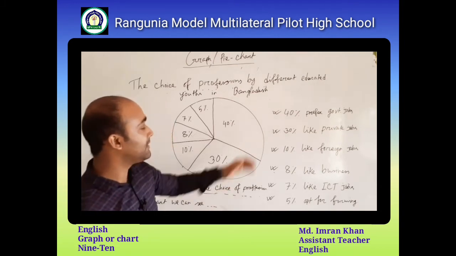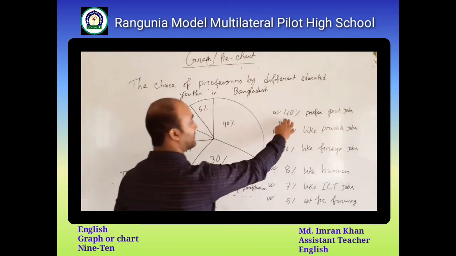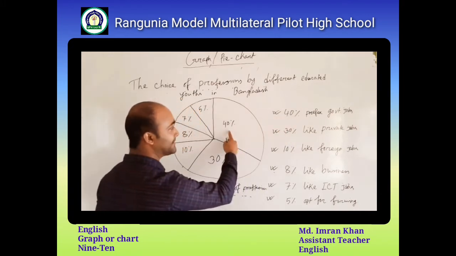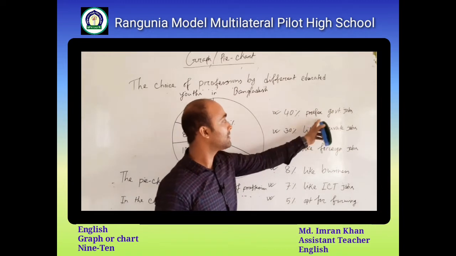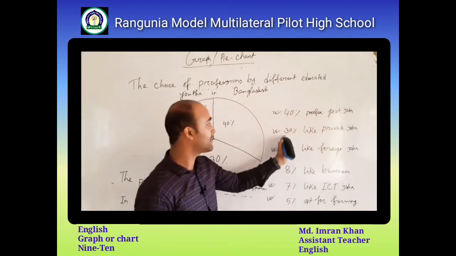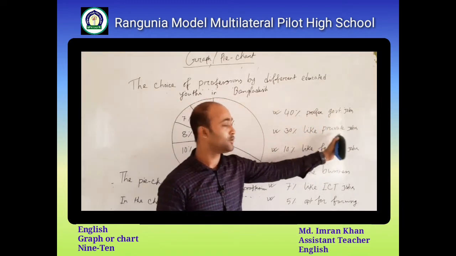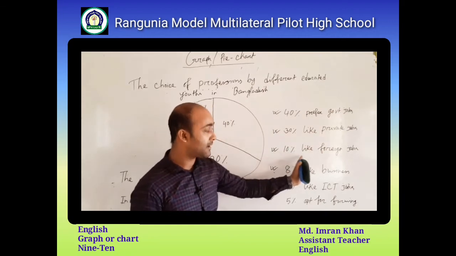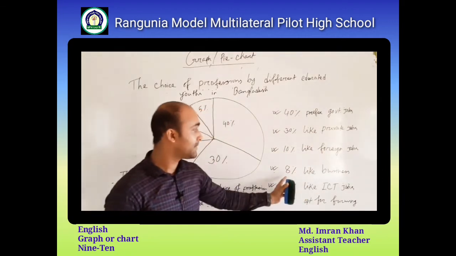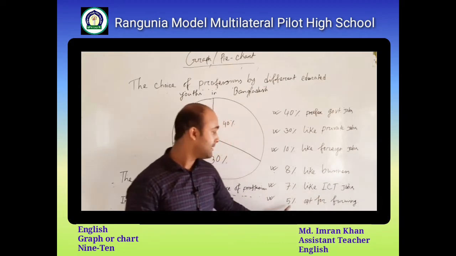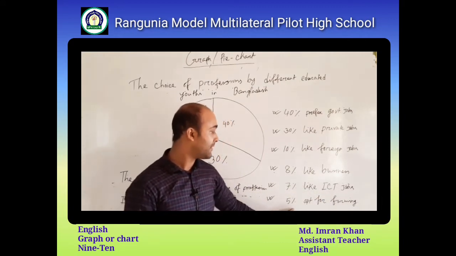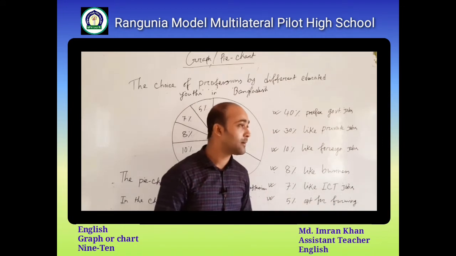So on the very right side there are some descriptions of percentage. The percentage is that 40% prefer government job, 30% like private jobs, 10% like foreign jobs, 8% like business, 7% like ICT jobs, and the last one, 5%, opt for farming.